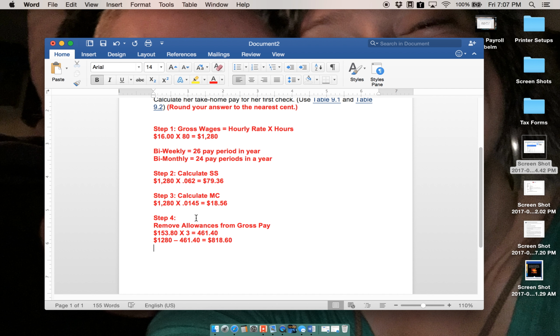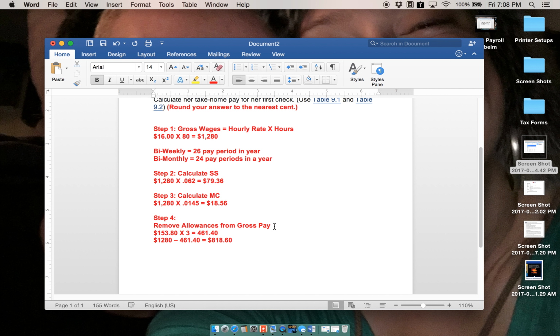I needed to pull up the tables so we can look at step 4. So this is part B of the payroll calculation. All right, so the first thing that we need to do in step 4 is remove allowances from gross pay. This is going to sound a little bit counterintuitive, but stick with me for a little bit on my explanation.